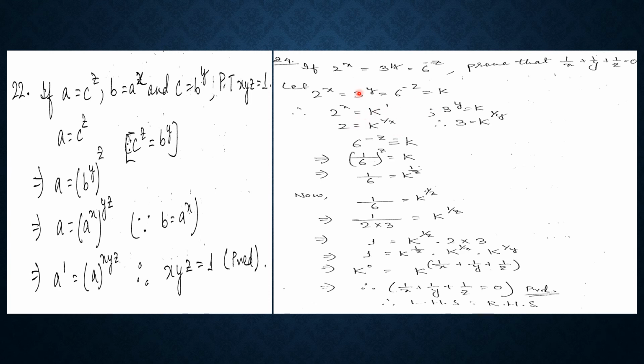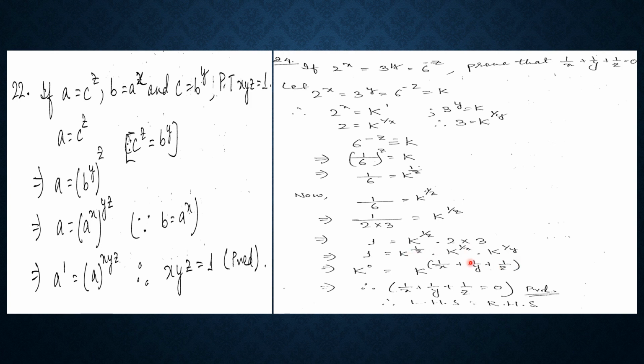Now since I'm assuming that 2 to the power x is equal to k, I can also write this as 2 is equal to k to the power 1 by x, whereas 3 will be equal to k to the power 1 by y, and 6 to the power minus z is also equal to k, which I have made positive by writing this as 1 by 6 to the power z, equal to k. Now we can expand 6 as 2 into 3. So on this equation, let us solve this. We have 1 is equal to k to the power 1 by z. I have taken this on the right hand side, 2 into 3, and then substituted their values.